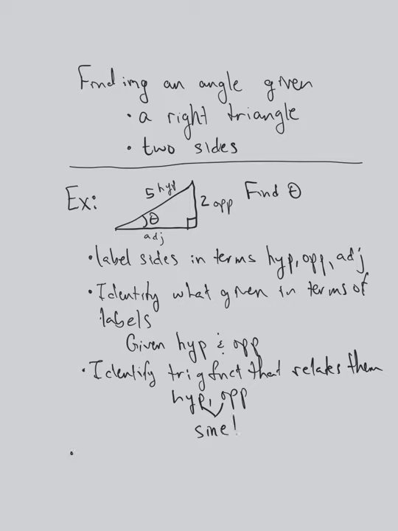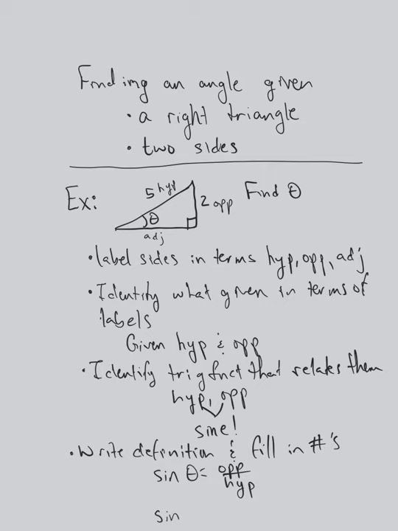Okay, and so then what we want to do is write the definition and fill in numbers. The definition is that the sine of theta is equal to the opposite over the hypotenuse. Now theta is not known here, so I would just write sine theta. If the name of your angle were something different, like if this were alpha, then I'd want to change this theta to an alpha. But we called this first example theta, so we just say sine theta is 2/5.